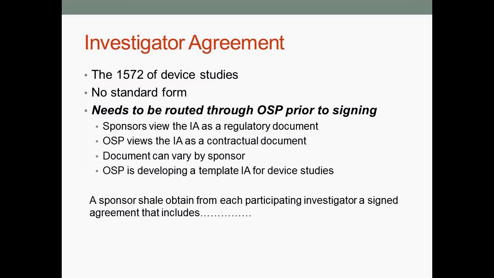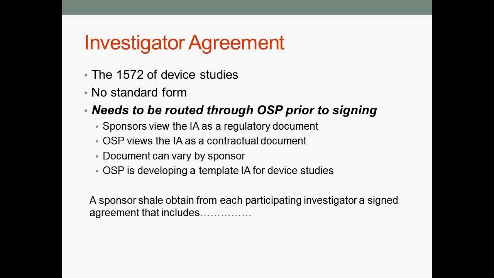It kind of falls under the regulations area, but an investigator agreement, for those of you who have done device studies, is basically very comparable to a 1572 for drug studies. However, a 1572 is an FDA form, it's a standard form, everybody is very aware, and they should be aware of what the 1572 is if they're doing drug trials. However, for the device world, they don't have a standard form. They offer guidance on what should be included, and that's where they come up with an investigator agreement.